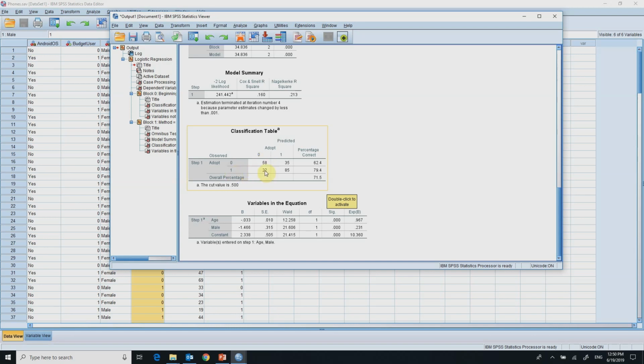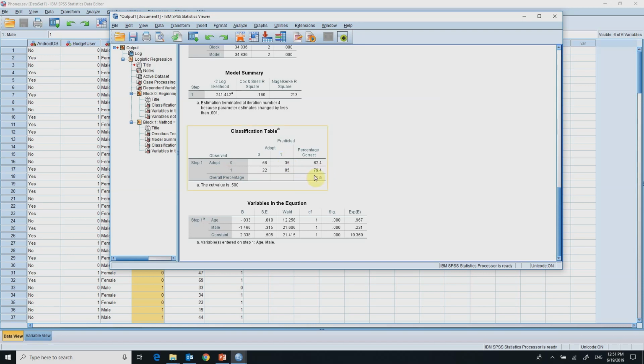but they have actually adopted those products. So this is incorrect, which means it's false negative. Again, it's incorrect, that means it's false, and we predicted it as 0, so it's negative. And then we predicted 85 of them to have adopted the product, and they actually have. So those are correct, and the prediction was positive. So that means it's true positive.